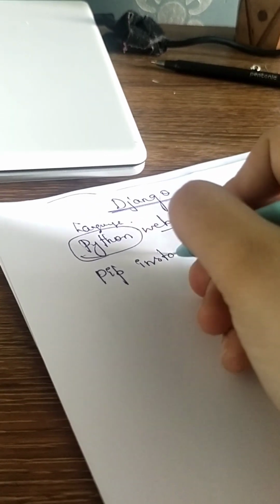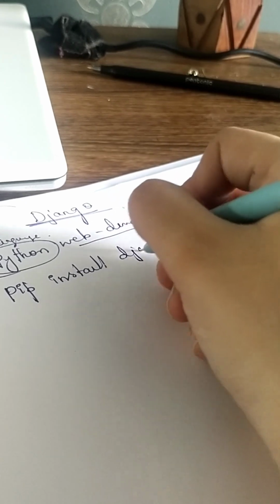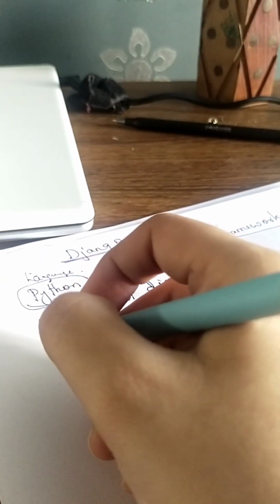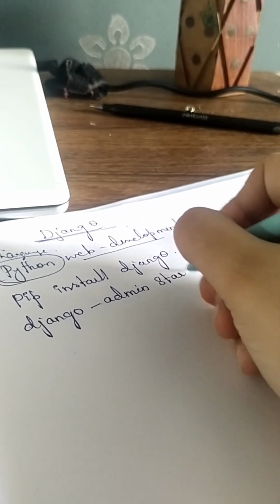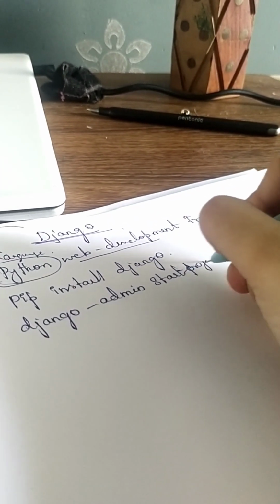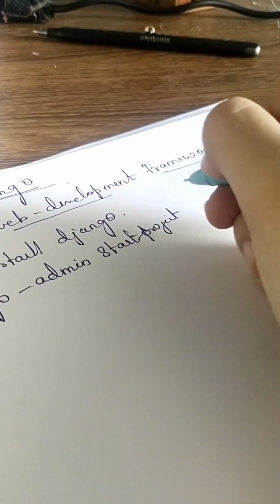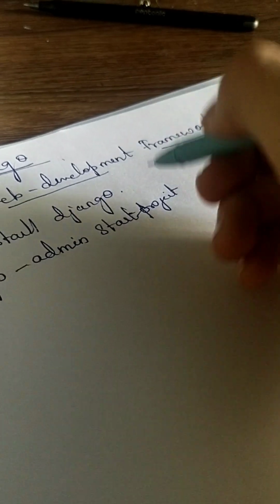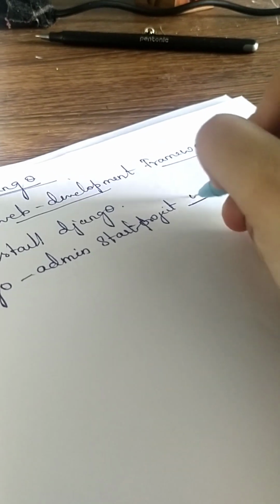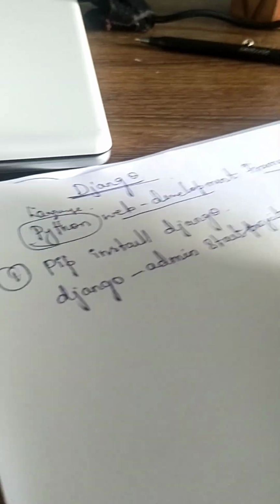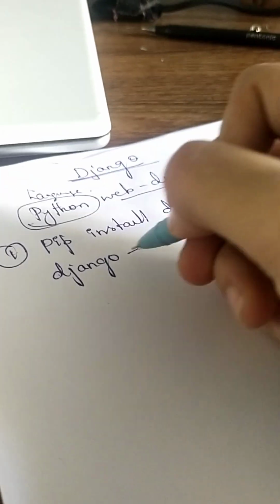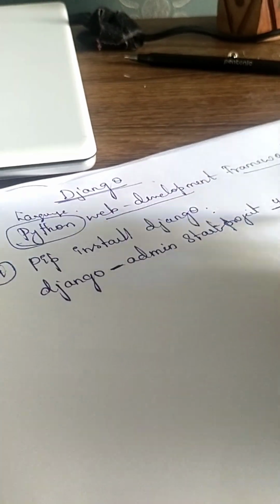Pip install Django. This is the command that you run to start the Django project. So likewise, you'll start with django-admin startproject. There's no space here. Startproject, and you give your project name. For example, if you want to start any project in Django, you write pip install Django, and then you go with django-admin startproject, your project name, any name you can give, myapp or something like that. So now let us get along.